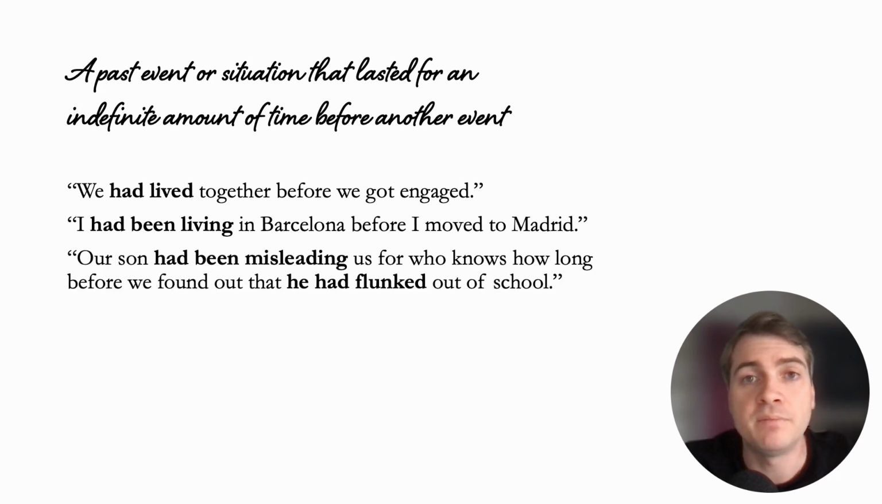Our son had been misleading us for who knows how long before we found out that he had flunked out of school. So in this example, they don't even know how long he had been misleading them. So they definitely can't give you an exact amount of time, right? So they just say this indefinite amount of time, for who knows how long. By the way, flunked out means fail. It's kind of a casual slang way to say he failed out of school or he had to drop out of school because he didn't make good enough grades.